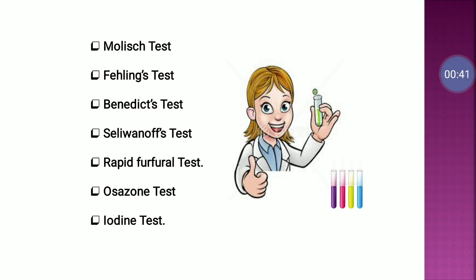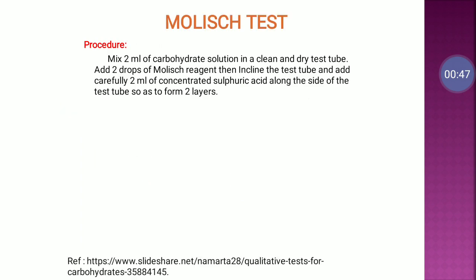So these are the basic tests which we are going to cover in this video. Let's go for it. First and very important test is Molisch's test. This Molisch's test is used to determine whether the sample contains carbohydrate or not. So the procedure is like this.